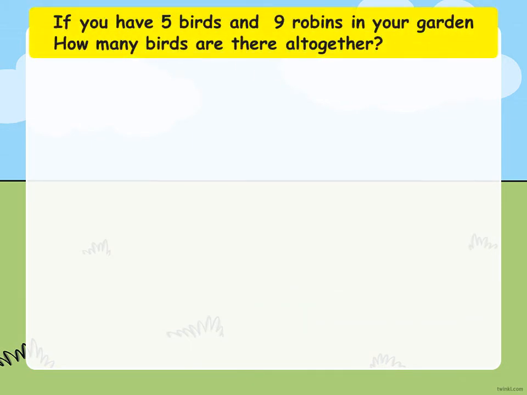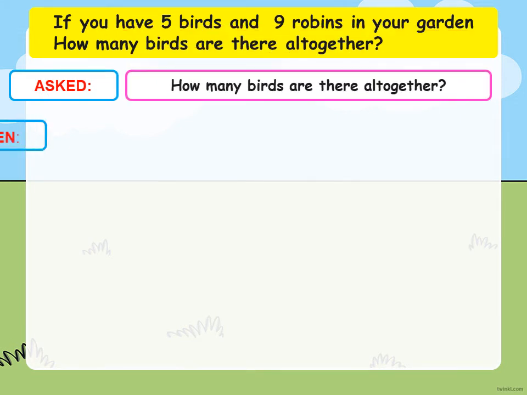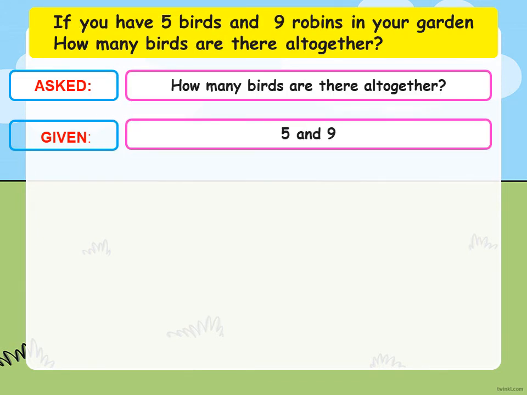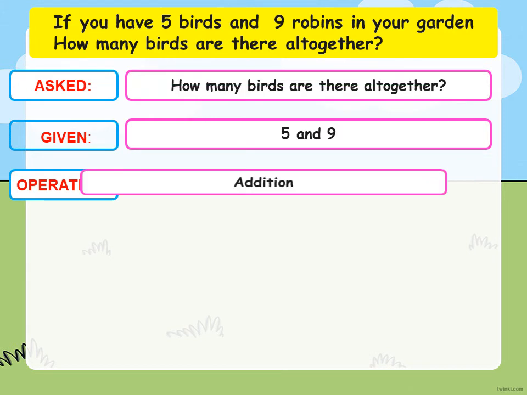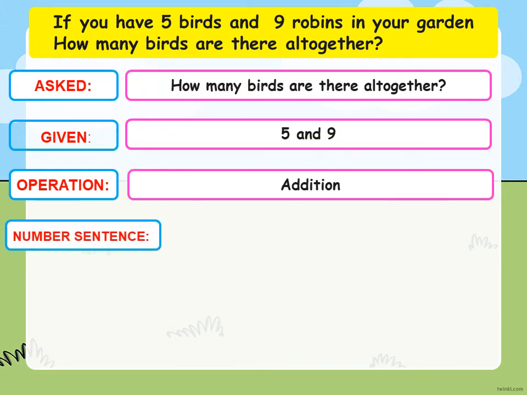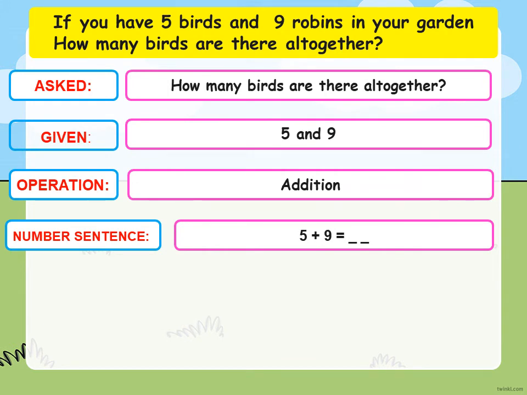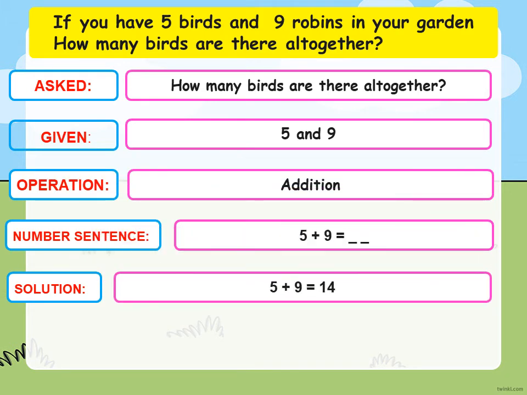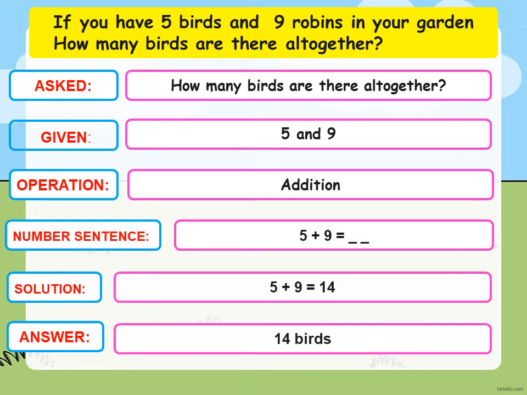If you have 5 birds and 9 robins in your garden, how many birds are there altogether? Ask, how many birds are there altogether? Given, 5 and 9. Operation, addition. Number sentence, 5 plus 9 equals blank. Solution, 5 plus 9 equals 14. And the answer is 14 birds in all. The next example that I am going to show you, you will answer it on your own. Are you ready? Okay, let us start.